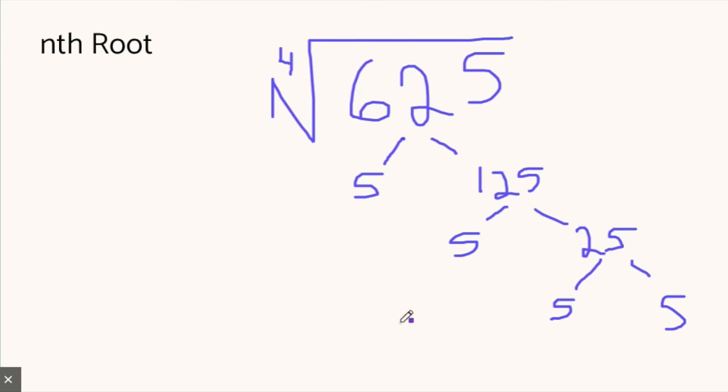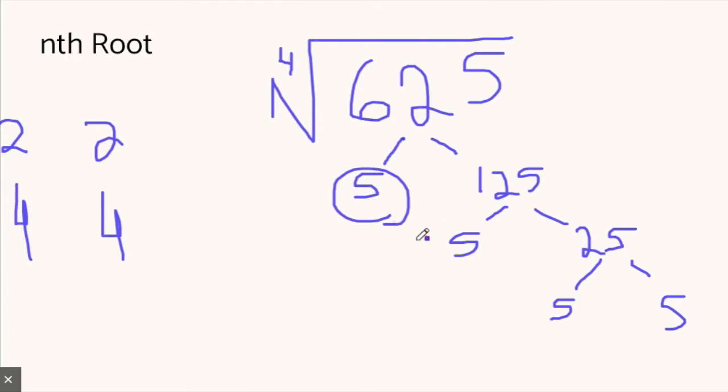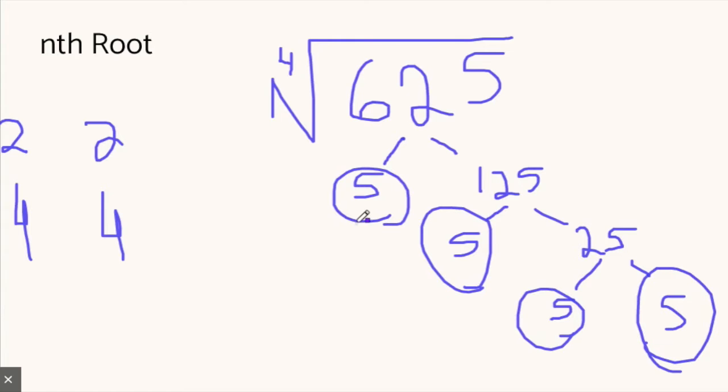With square root, we would just pair them. But because now it's the 4th root, with square, we make 2 groups. With 4th root, we make 4 groups. Now I only see 4 numbers, so I can make my groups like this. And whatever is in the group is going to be the answer. So our answer is 5.